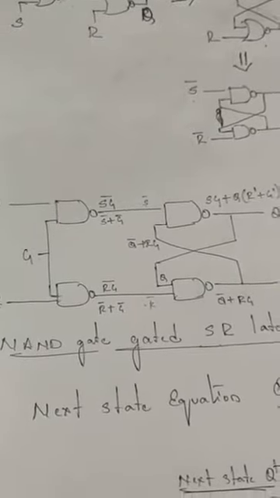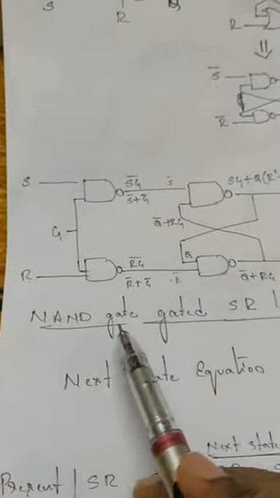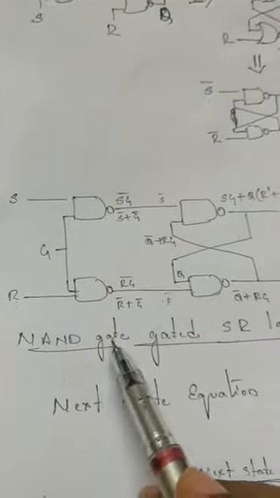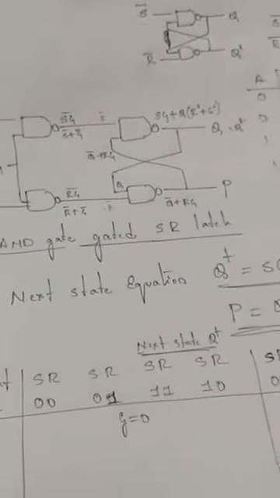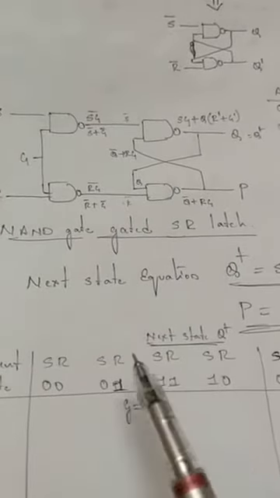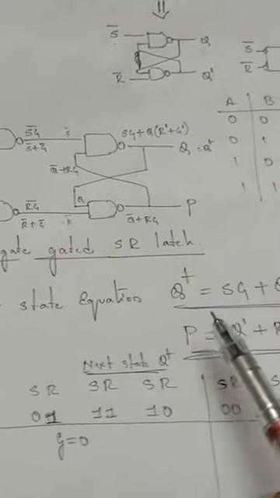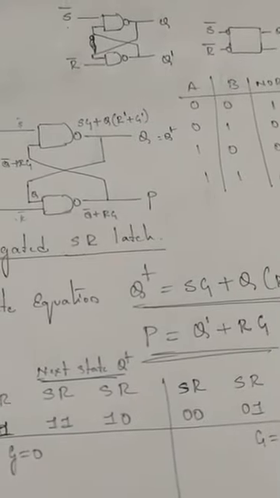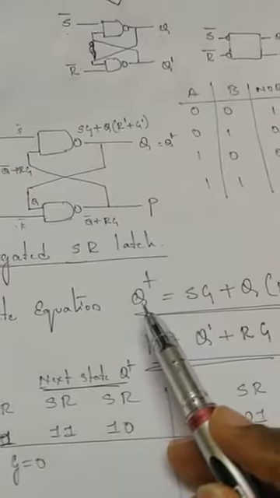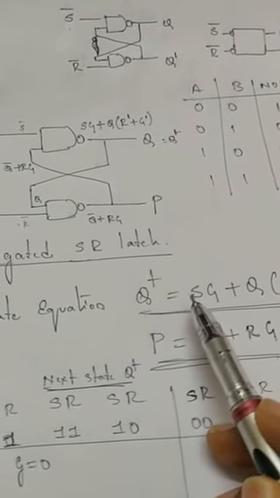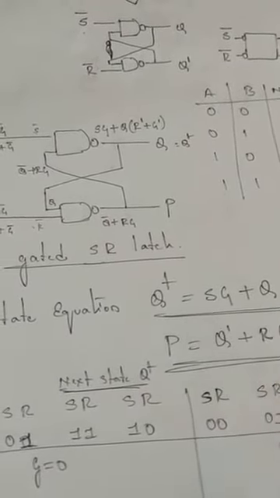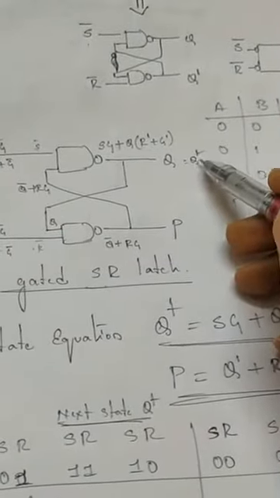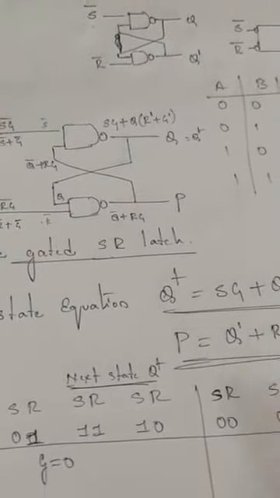This circuit, we call it a NAND gated SR latch. Then we have written an equation here. Next state equation, Q plus refers to the next state. Q refers to the present state, whatever the present input is. So after one transaction, what is the output you are going to get? That is Q plus. Next state, we call it Q plus.